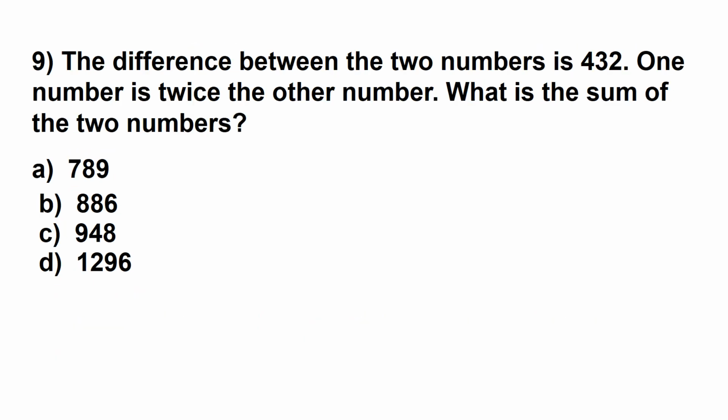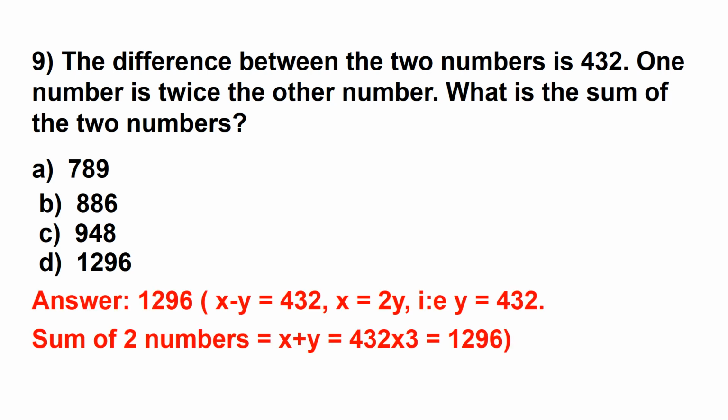Next, the difference between the two numbers is 432. One number is twice the other number. What is the sum of the two numbers? Right option D.